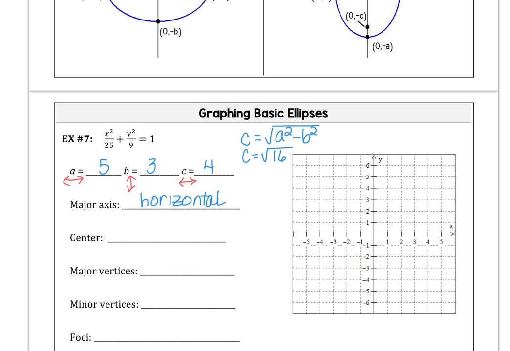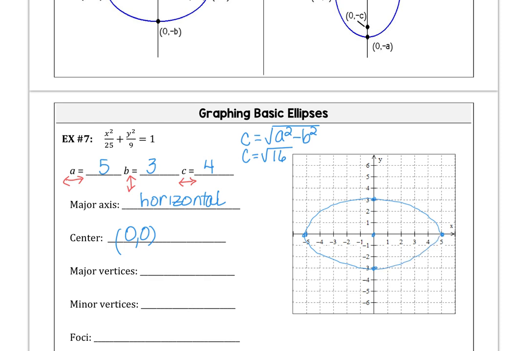There's no h and k yet, which keeps our center at 0, so you can put a little dot there. But you want to go 5 units right and 5 units left. We want to go 3 units up and 3 units down. This creates the elliptical shape. Oh wow, I did that really well.